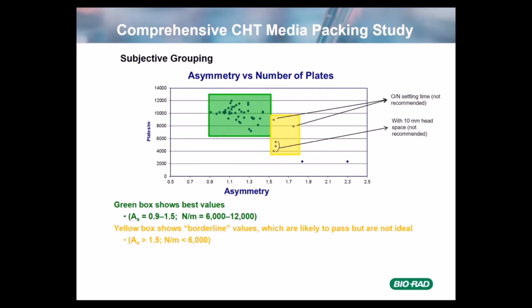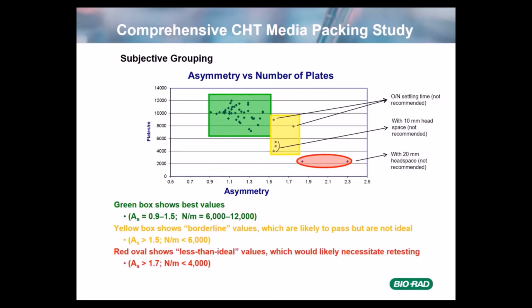And again, these values were an asymmetry of greater than 1.5, maybe 1.5 to 1.8, and plate per meter values that are between, let's say, 4,000 and 6,000. Now, these last 2 points represent the poorest packing that we were able to achieve. These were done by leaving a 20 millimeter headspace, in other words, 2 centimeters, which again, we don't recommend. And in this case, the asymmetries were 1.8 to 2.3, and the plates per meter were about 2,000. Once again, let me stress that these values might be perfectly acceptable for your purposes.